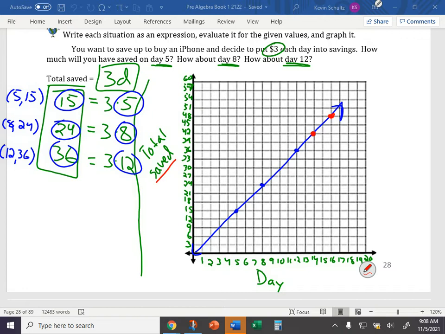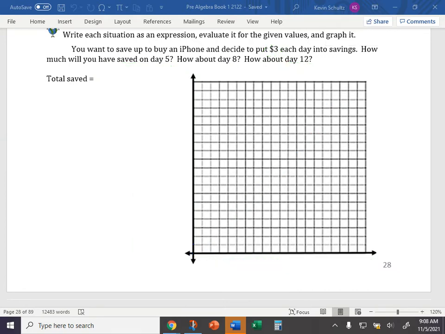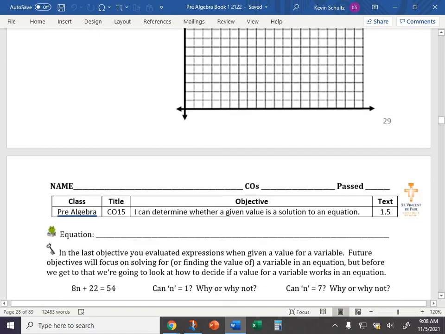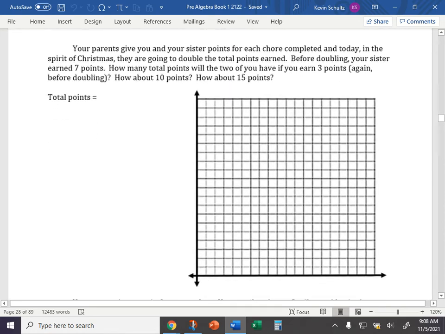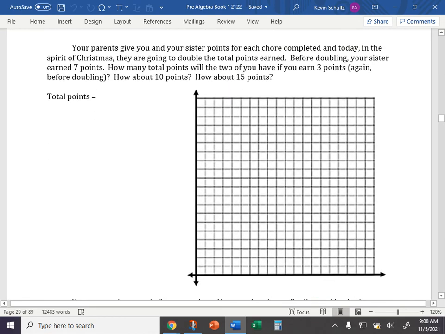Okay, yes, Quentin. Quickly. The next couple I'm going to have you do for homework. We've got 2 of them. The first situation says, your parents give you and your sister points for each chore completed. And today, in the spirit of Christmas, they're going to double the total points earned. Before doubling, your sister earned 7 points. How many total points will the 2 of you have if you earn 3 points before the doubling, or 10 points, or 15 points? I'm going to help you write the expression for this.